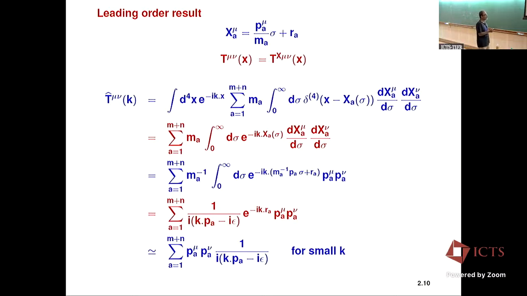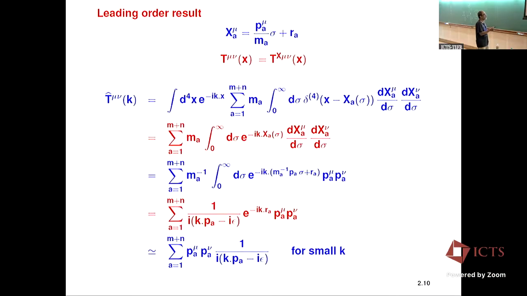Next step, I substitute for x_a of sigma this trajectory equation which is here, and dx/dsigma is just p over m. So here m was in the numerator, but because you have two factors of m in the denominator, this has become m inverse.